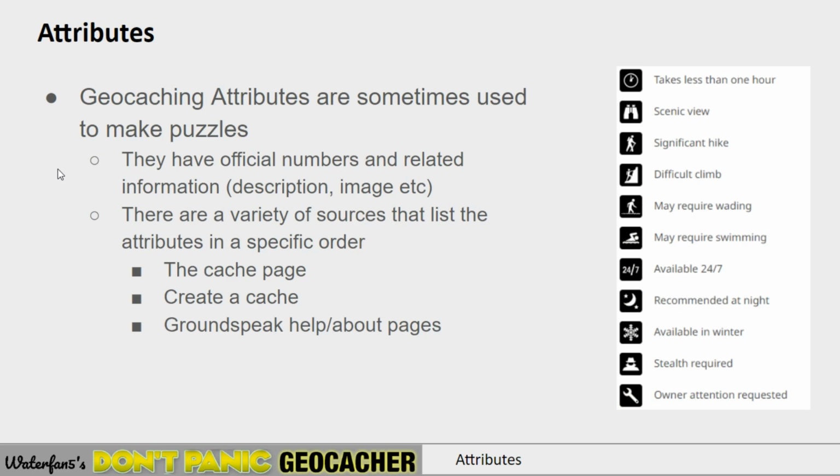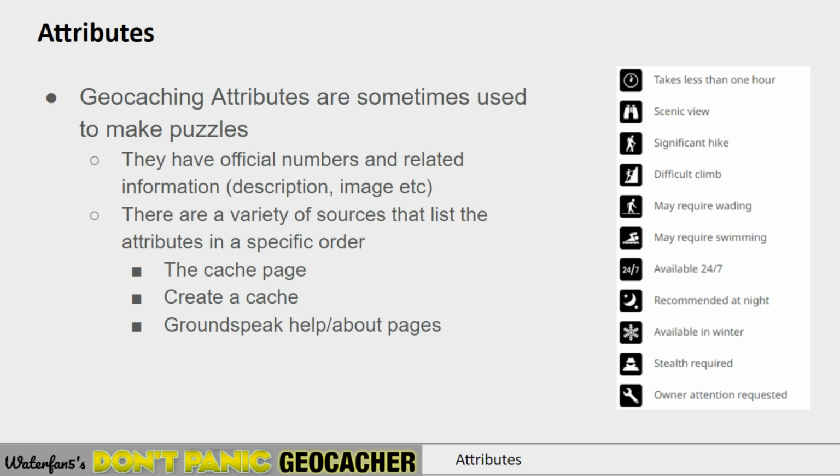So attributes, and you saw some of the icons at the beginning, and here you see some on the right as well. They basically indicate what the cache is about and what you can expect when you go find the cache. But in some mystery caches, they're also used to be the puzzle themselves.